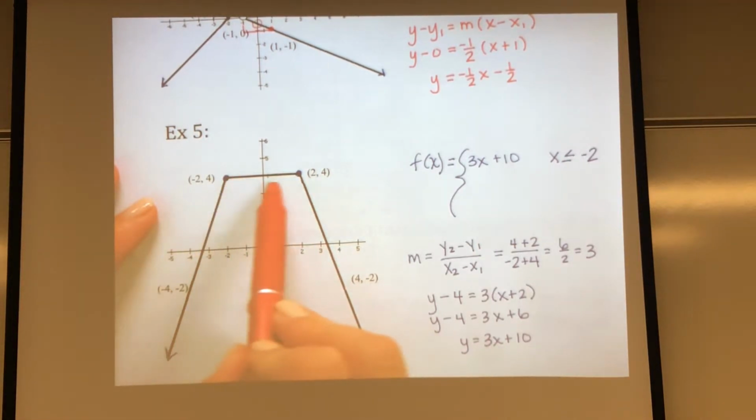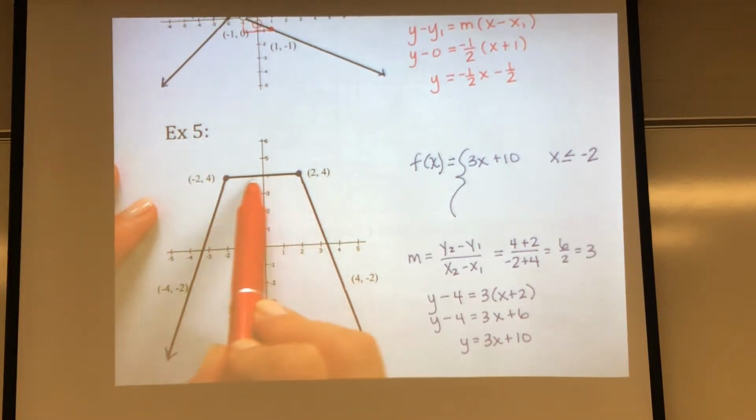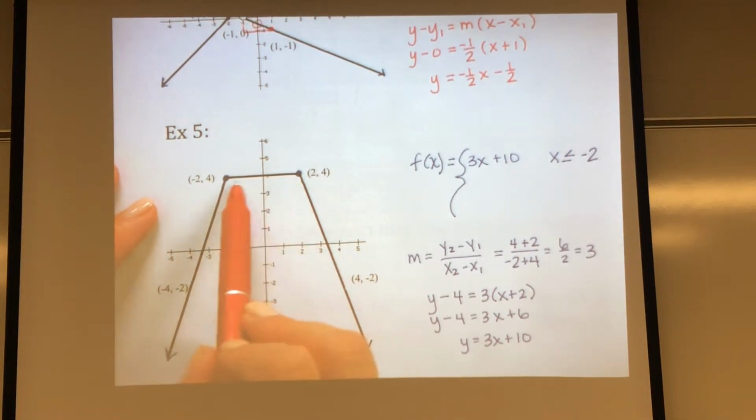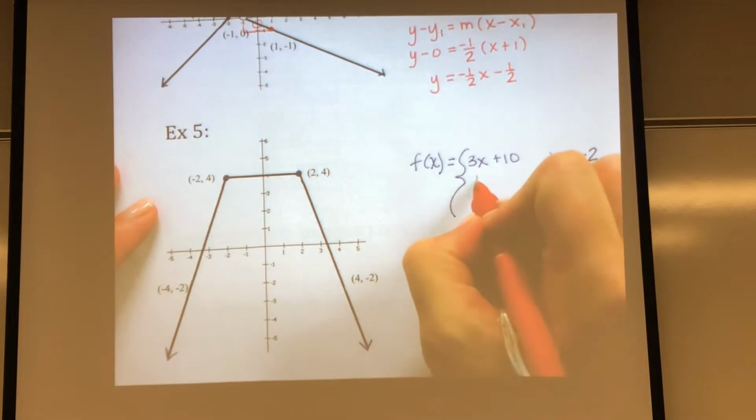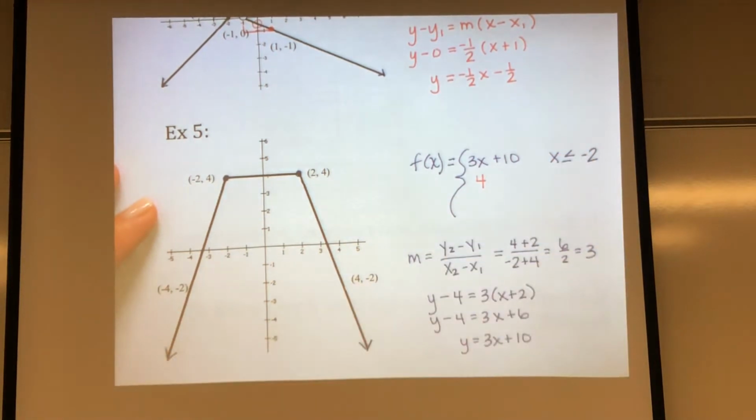All right, now this one in the middle. We talked about horizontal lines in the first piecewise lesson. We know that that should just be y equals a number. So in this case, y is equaling 4. So we have 4 for our equation. No x's, no variables, just 4.